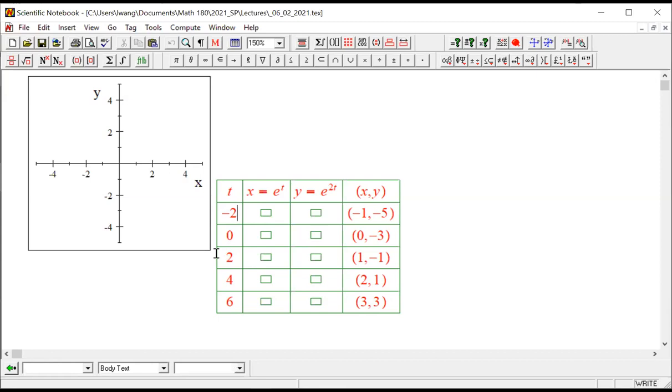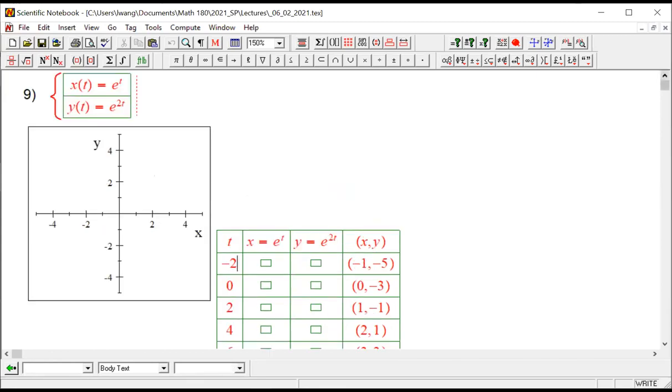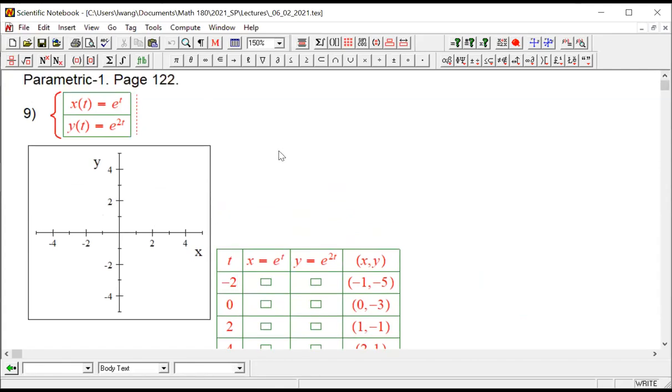Right? I'm going to choose some t values. But one thing is certain: before we plot the points, we can do some analysis, can't we? We can think of the domain for t, right? What's the domain? Obviously, these are exponential functions. t can be any real number.